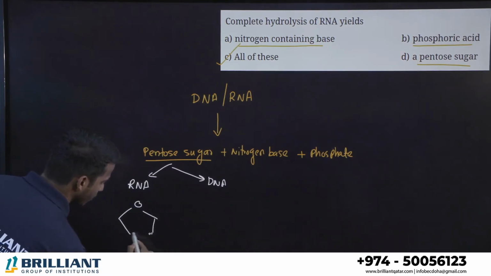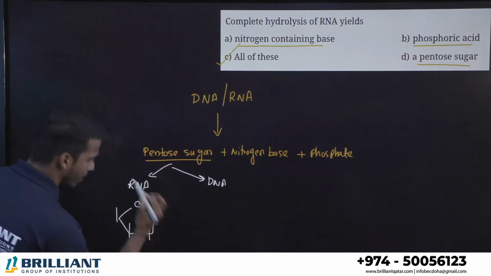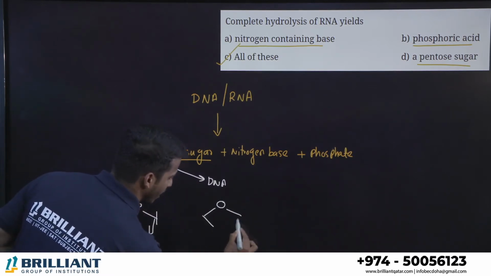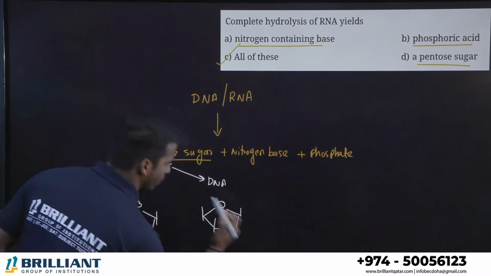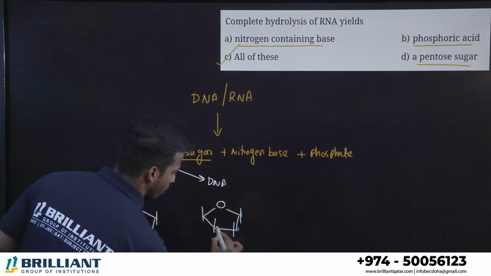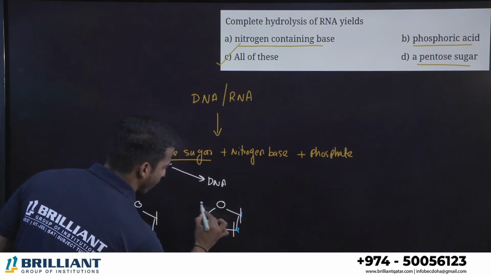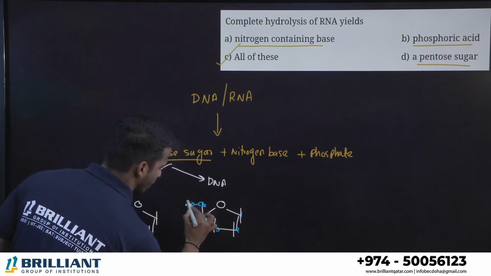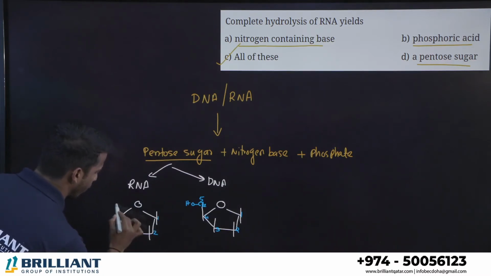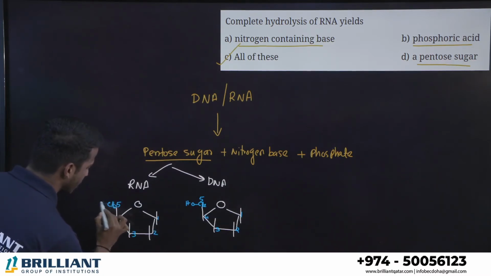Okay, this is the compound we have. It's a pentose sugar, right? Let me write the pentose sugar in DNA also. This is the pentose sugar. Let me write the number of carbons. This is number 1, number 2, number 3, number 4 and number 5. The fifth carbon is CH2OH. Here again number 1, 2, 3, 4, 5. The fifth carbon is CH2OH.